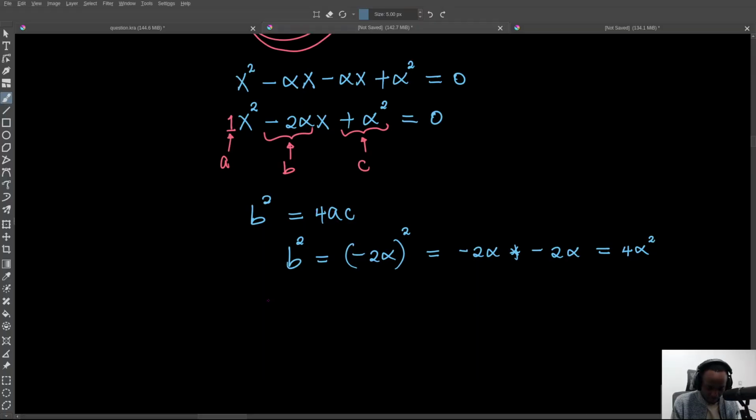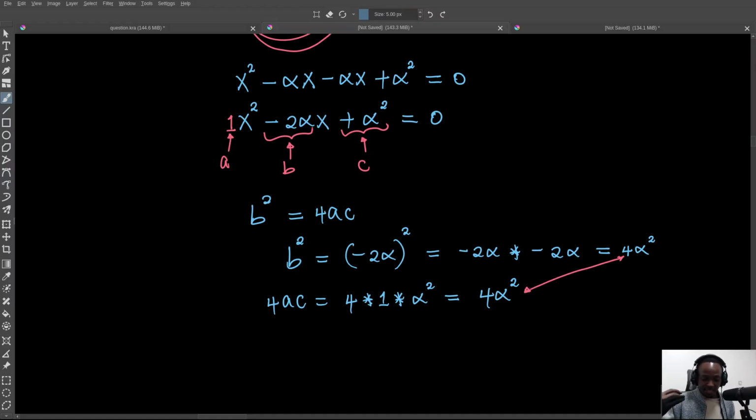Let's talk about the 4ac. If we want to calculate 4ac, we are going to do 4 times the value of a. The value of a is 1, right? And then multiplied by the value of c. The value of c is positive alpha squared. So that becomes alpha squared. And what does this give us? We take 4 times 1, that's still 4, times alpha squared becomes 4 alpha squared. And now you see the two of these are identical. They are equal, right? So for perfect squares in quadratic equations, b squared is always equal to 4ac.